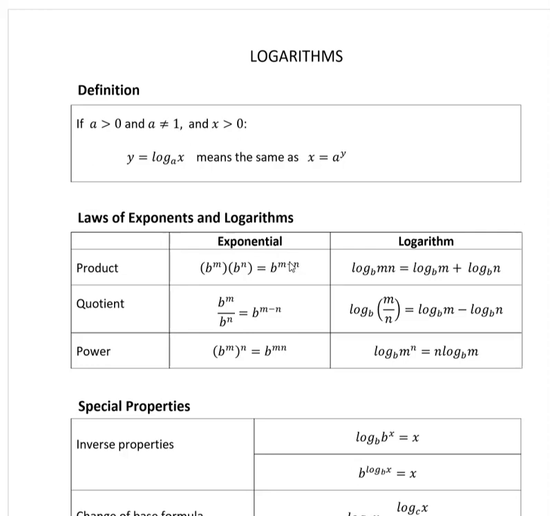Remember that logarithms are exponents. When you're looking at the product rule, you're adding the exponents, so you're adding the logarithms. If you have a quotient, you are subtracting the exponents. And the power rule says when you have a power raised to a power, you multiply the exponents. So I'm multiplying this exponent n times the log of m.